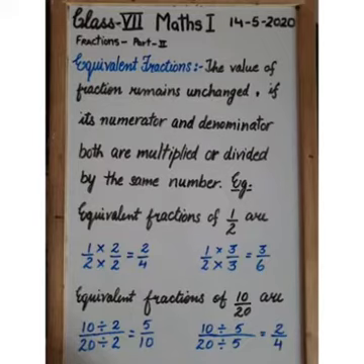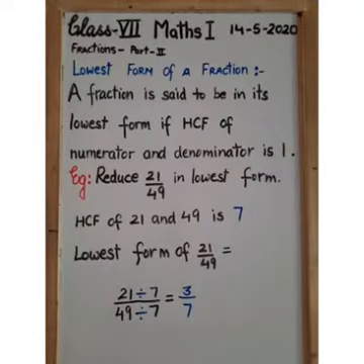Coming to the next topic, lowest form of a fraction. A fraction is said to be in the lowest form if the HCF of numerator and denominator is 1. Understanding this with the help of an example, reduce 21 upon 49 to the lowest form. The first step is to find the HCF of 21 and 49. HCF of 21 and 49 is 7. Now to reduce 21 upon 49, divide by 7, we get 3 by 7. So the lowest form of 21 upon 49 is 3 by 7.